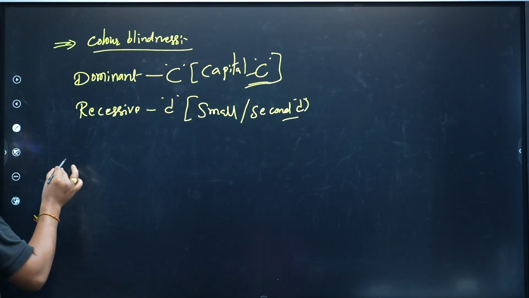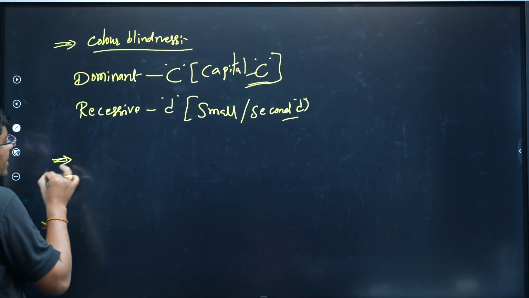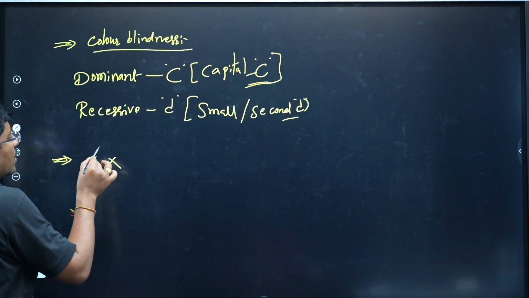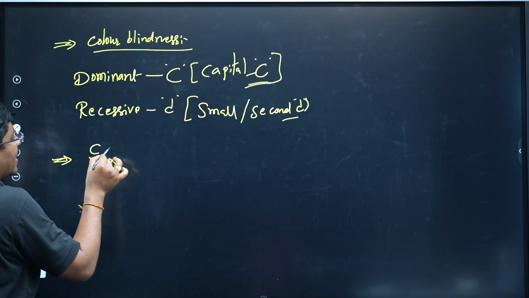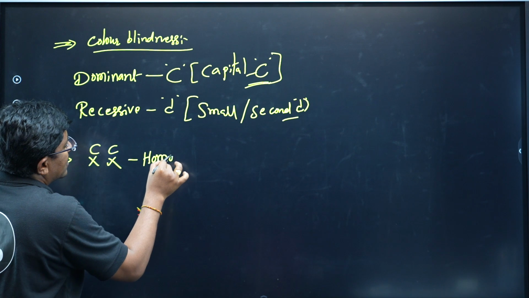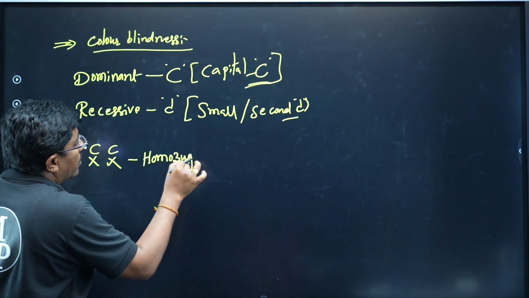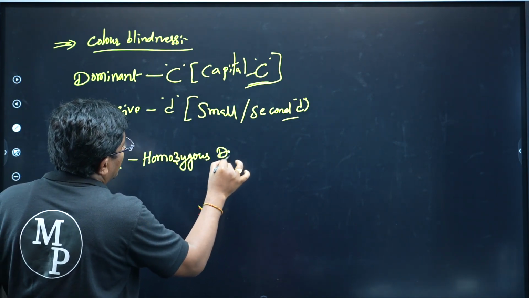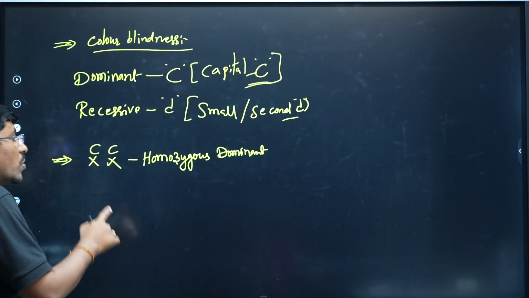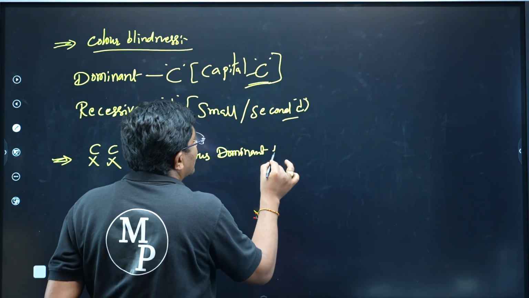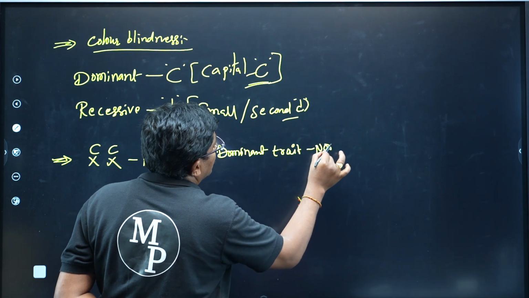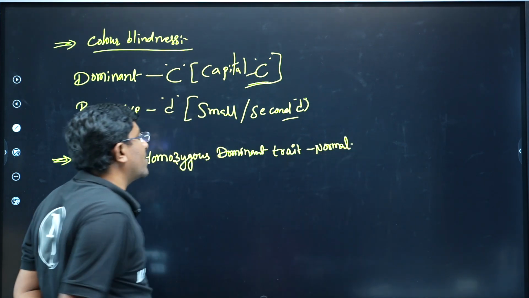See, on the human karyotype, for example, it is the female. So homozygous dominant, it is normal. Homozygous dominant, it is normal, that is unaffected.